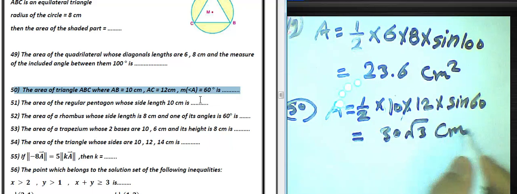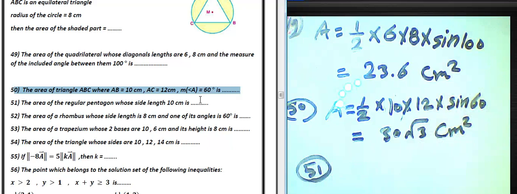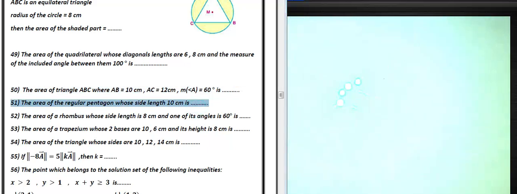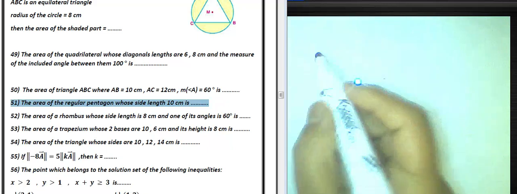square centimeters. Question 51. The area of a regular pentagon whose side length is 10 centimeters. We can find the area of the pentagon by using the rule.